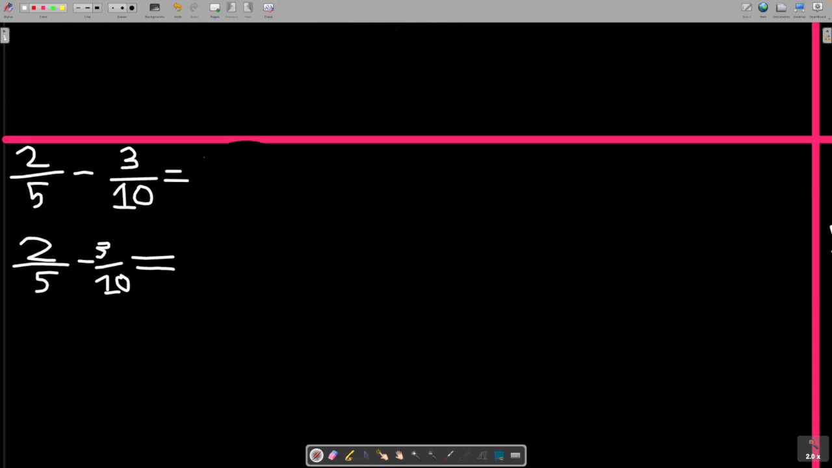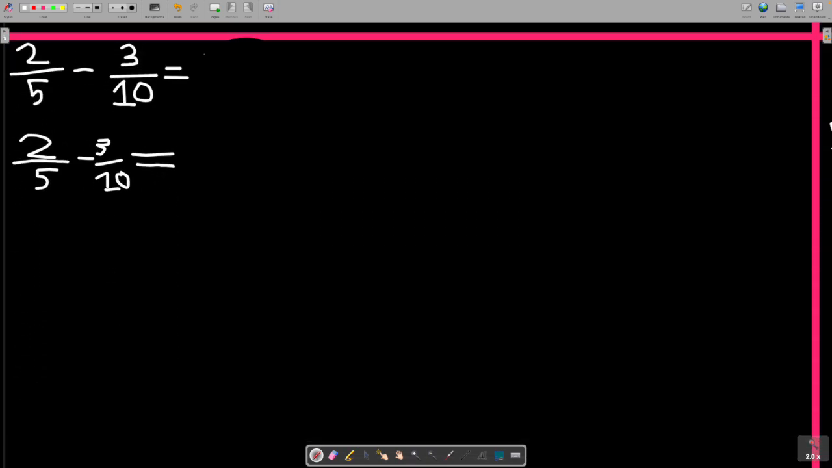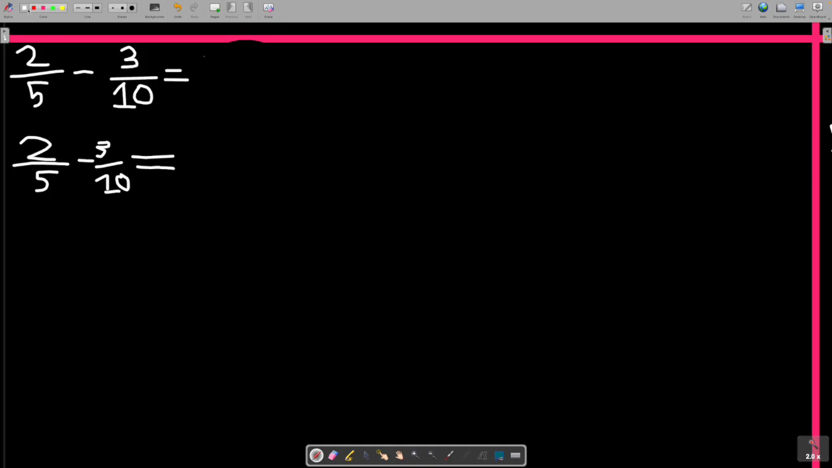The next one, we have a subtracting example. So let's do it. First example, let's do the growing up. So how does 5 become 10? Times 2. So we multiply the first fraction by 2. So we have 10 minus 10 equals to 10.